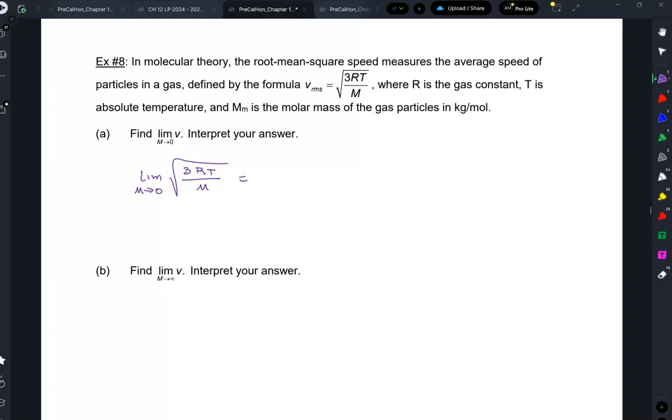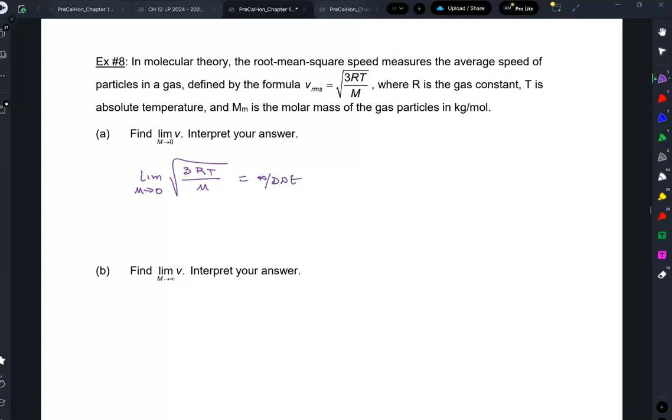So what happens as that denominator approaches 0? What will happen to the function? It gets bigger, so it'll approach infinity, right? Will it approach positive infinity or negative infinity? Positive, because it's a square root. So it'll be infinity, or does not exist.